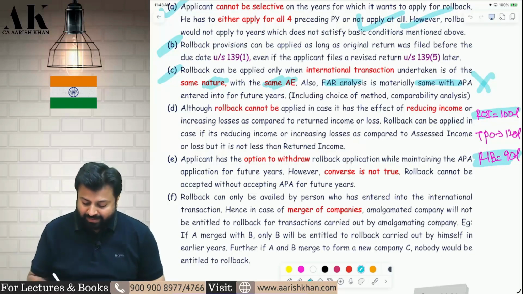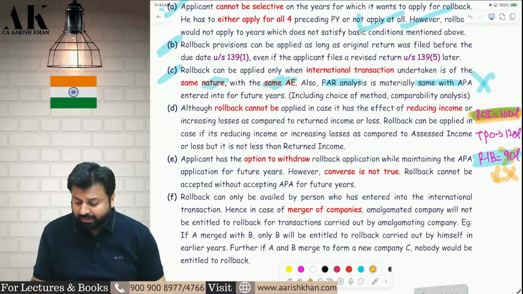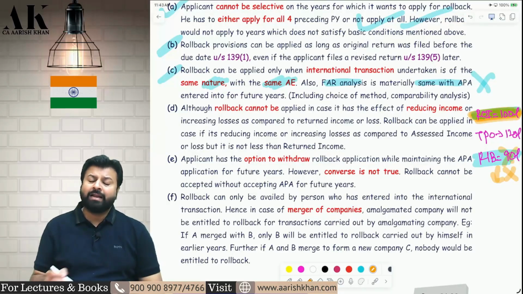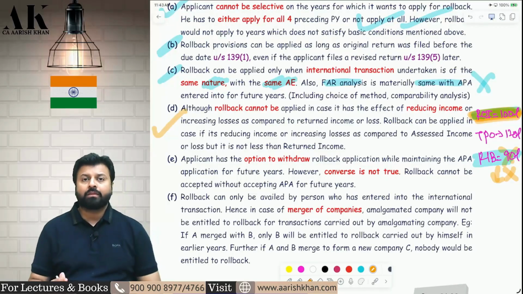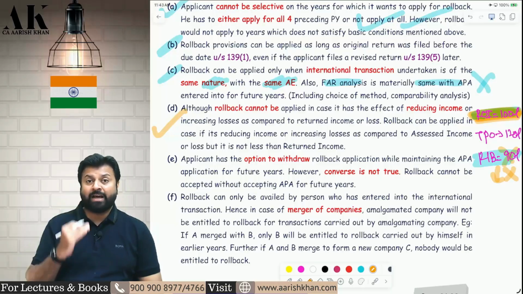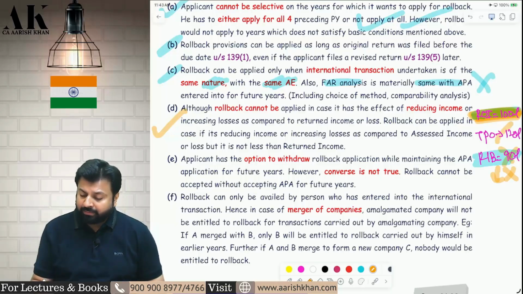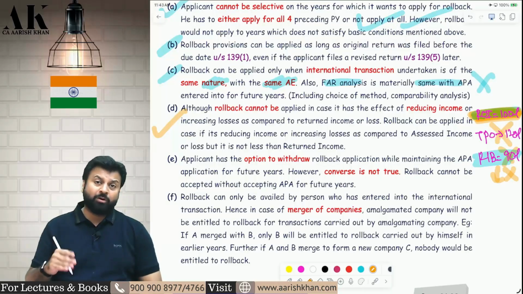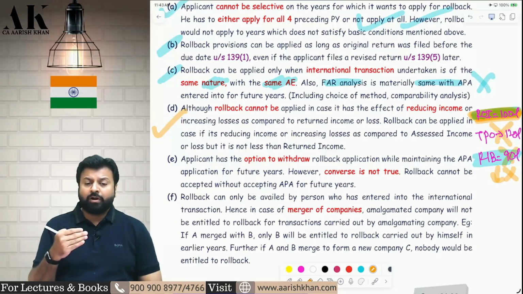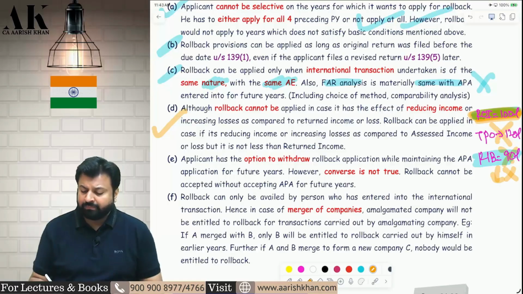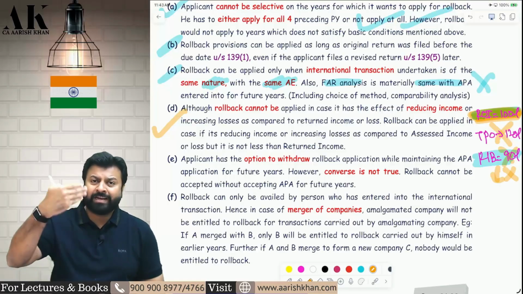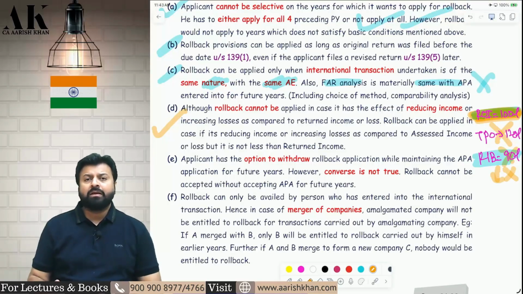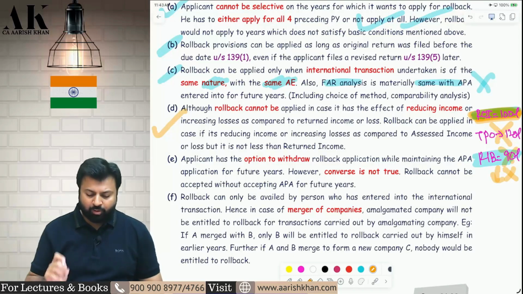But in this case, if I tell the CBDT that I agree to declare my income as 100 lakhs, even though the rollback says 90 lakhs, I don't want to show 90 lakhs, I agree to show 100 lakhs as income, can I go for that? Then in that case, you can go for rollback. Your income should not go below what is declared in ROI. It is nowhere written that your income should not go below what is determined by the TPO. No. Your income should not go below what is declared in ROI. So if you agree to show that much income in the return, then you are allowed to go for rollback. I hope it is clear to all of you.